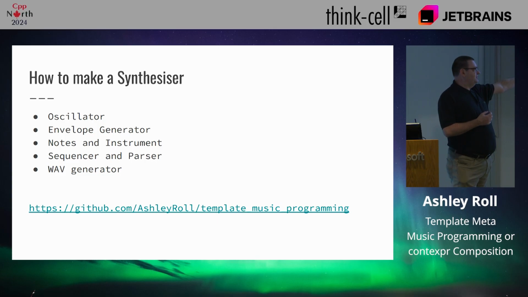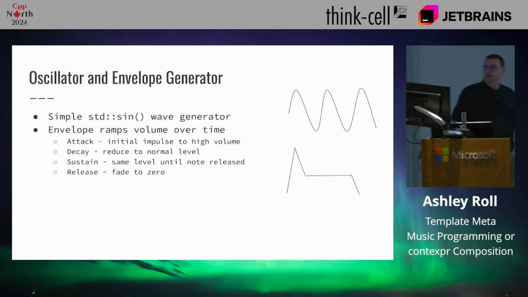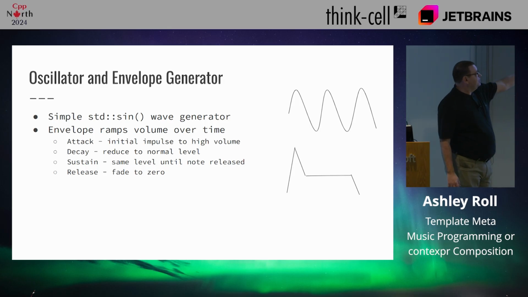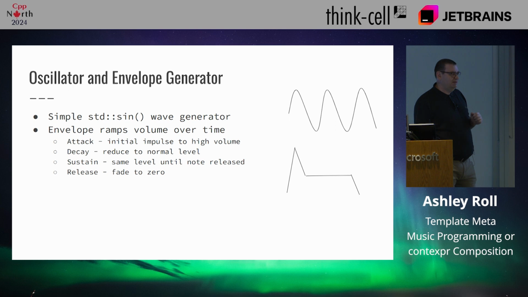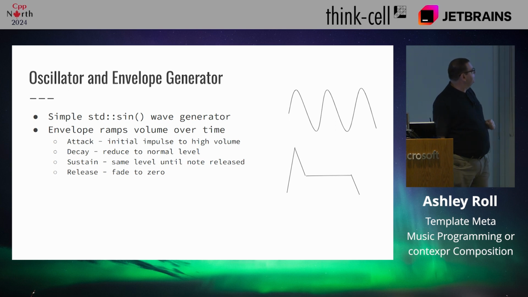I'm not going to go too heavily into the code because there's a fair bit of it, but we're going to have some fun. So oscillator, I'm just going to do a simple sine oscillator. So std::sin, currently not Constexpr enabled, but it works in GCC, so it's all good.